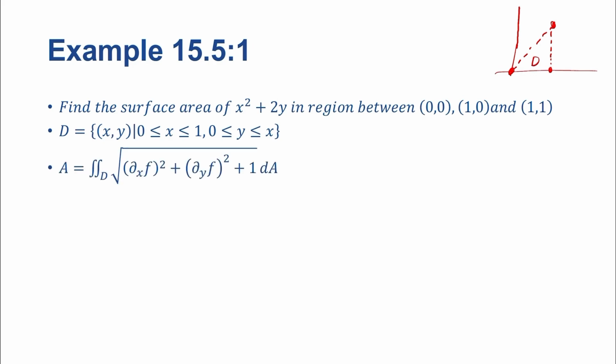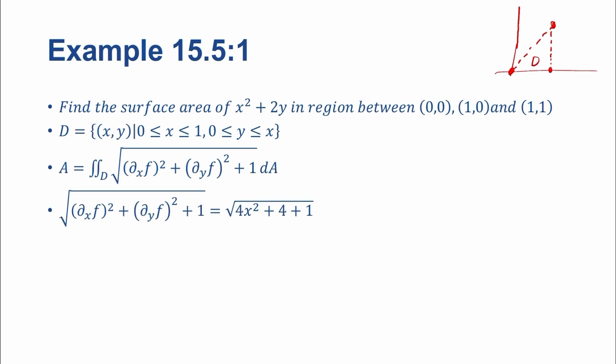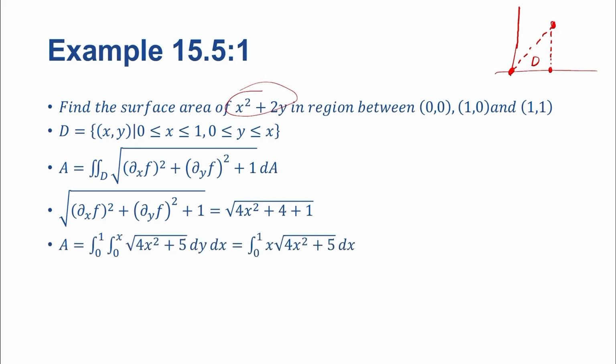So now we want to use our formula for the surface area. What we want to find first is we want to make this integrand easy to deal with. So we're going to find what that is first. If I find the square root of partial x squared plus partial y squared plus 1, well, if I take this function here and I take its partial derivative with respect to x, I get 2x, and then I get 2 for the y derivative, so we get 4x squared plus 4 plus 1. This leaves us with the integral between 0 and 1, then the integral between 0 and x of the square root of 4x squared plus 5 dy dx.